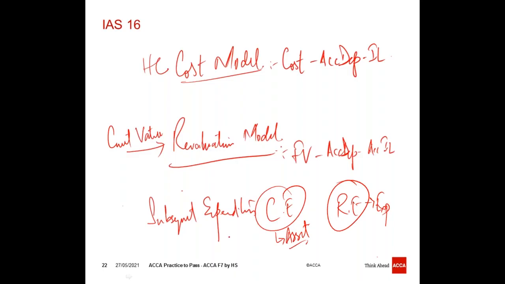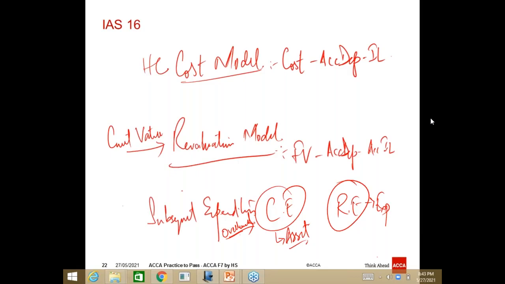Now, similarly, overhaul cost will be capitalized, because whenever we are doing the overhauling, that means we are replacing some of the parts of the asset which are not working properly. So after the overhauling, the asset is almost new, and it increases the useful life of the asset. That is the reason we capitalize the overhaul cost.